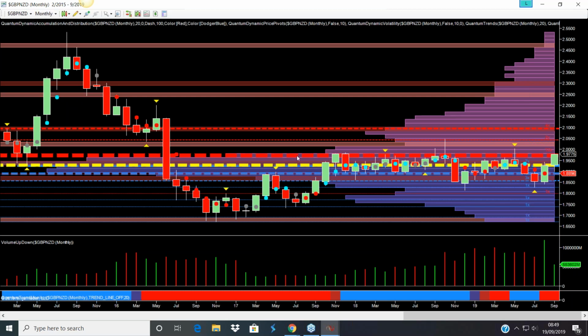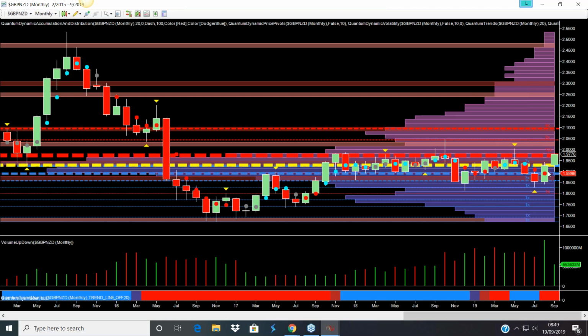You can see this hatch line here. It's been tested 12 times. Every time it's tested and fails to break through, the resistance gets stronger, and it's similar with support as well. Once it goes through there, you've then got volume-based resistance from the volume point of control, this shading that goes across here. Then we have a relatively minor level at 2000, and then we hit this level here.